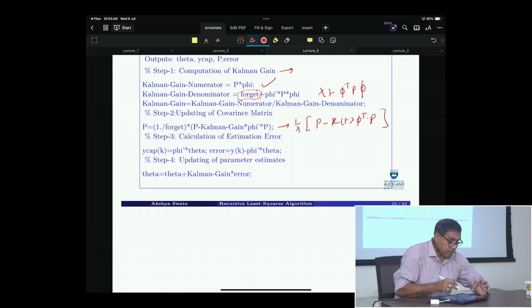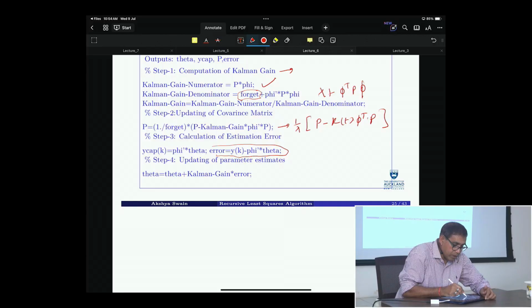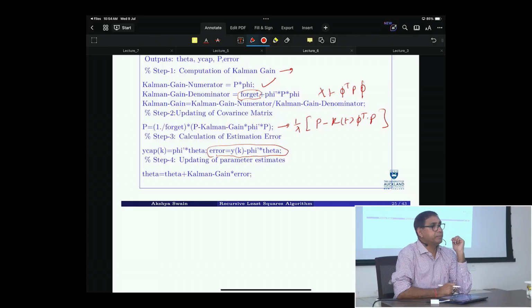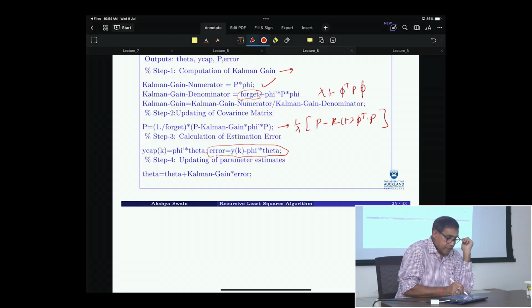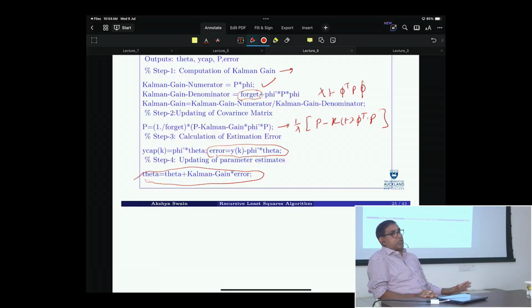And the error, y cap, is equal to this one. So error is equal to yk minus phi transpose theta, right? And then theta is equal to theta plus Kalman gain into error. Clear? Recursive least squares, I am writing here. First equation, second equation, third equation, fourth equation.